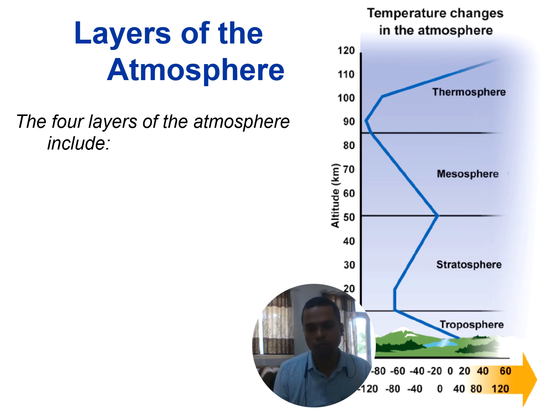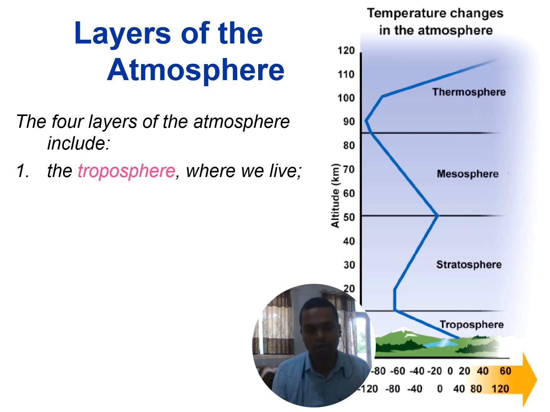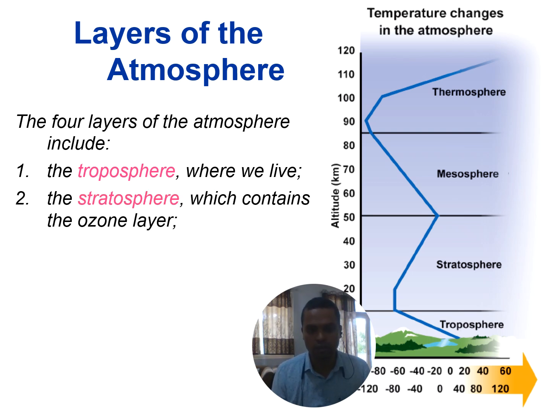Okay, so the layers of the atmosphere. There are basically four layers. So we have the troposphere where we live, and the temperature starts to decrease when we move from the surface towards the layers above. And then we have the stratosphere, which is exactly the ozone layer. It absorbs the sunlight, there are chemical reactions, and the temperature starts to increase along with it.